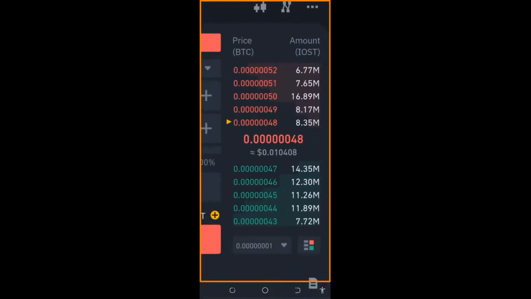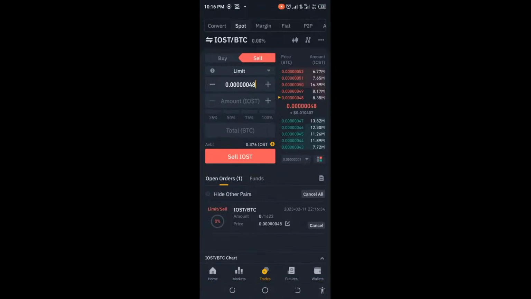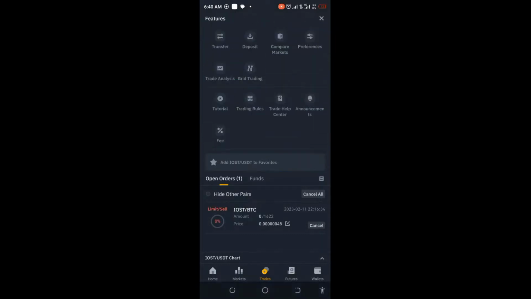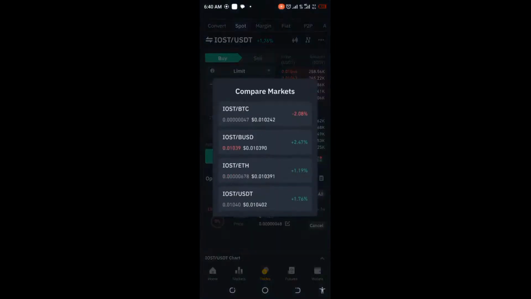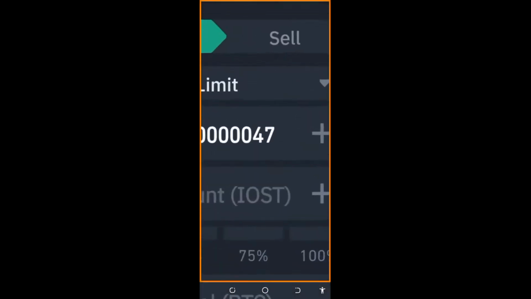And I'm curious. Let's see how this goes, and I'll be back to give you the results. See you soon. Okay, so I'm back, and currently we haven't been able to sell the IOST to BTC, probably because the price right now is quite low.